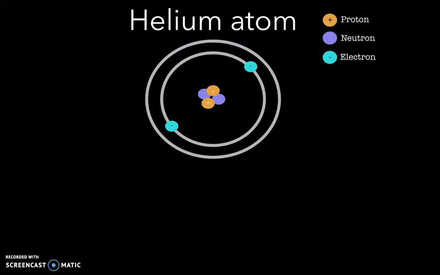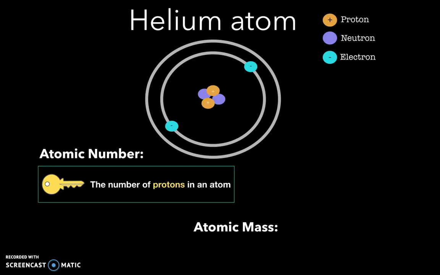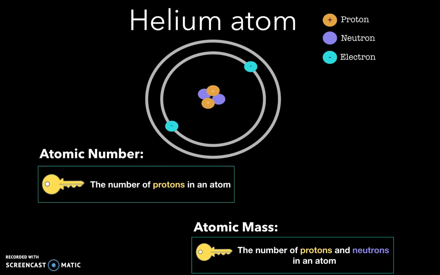So let's talk about this helium atom. We know that an atom looks like this. We have some protons, neutrons, and electrons. Two things that make up an atom's identity are its atomic number and its atomic mass. The atomic number is the number of protons in an atom. The atomic mass is the number of protons and the number of neutrons in an atom.